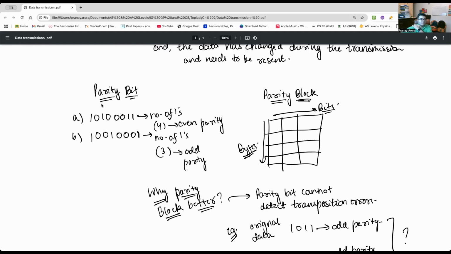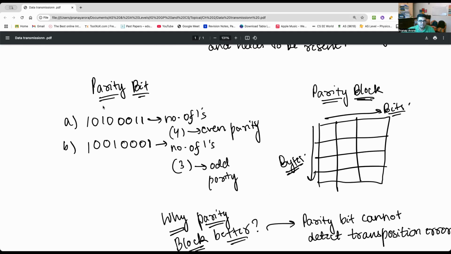Whereas when we talk about parity bit, for example, this data was being transmitted, and it has 4 ones. For example, there's transposition of bits. This 0 became 1 and this 1 became 0. So this 1 came here and 0 came here, yet the number of ones is still 4. So what I'm trying to explain is that suppose this was the data that was sent initially, but after that some error occurred and this became 1, 0, 1, 0, 0, 1, 0, 1.